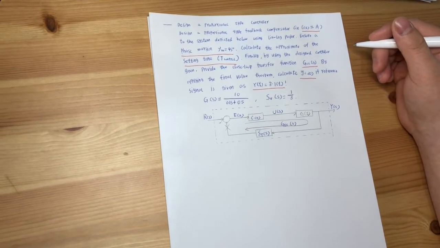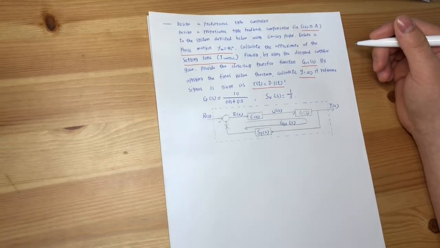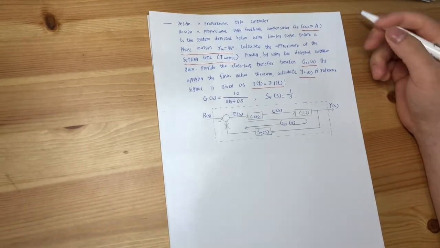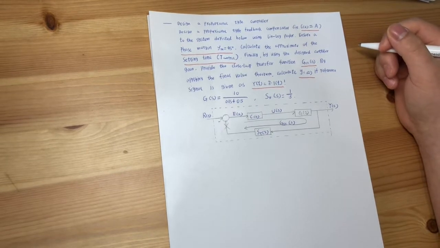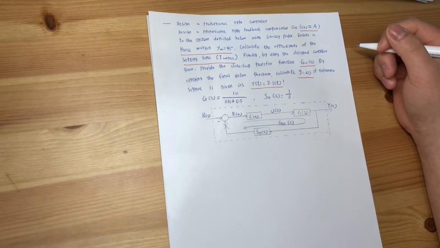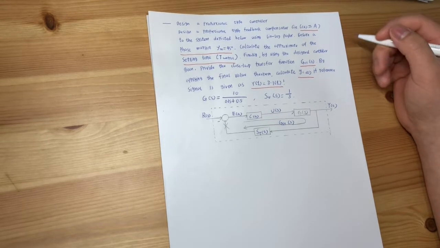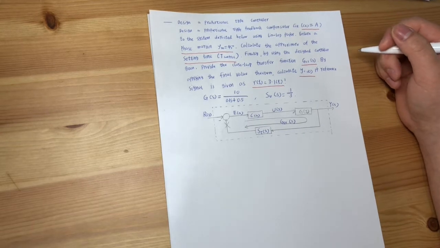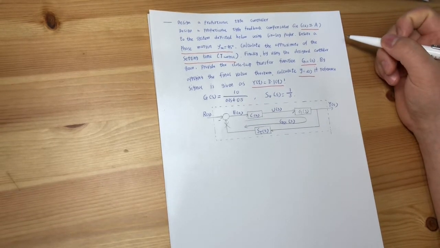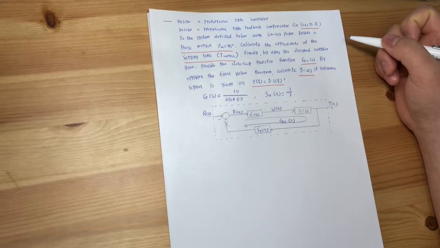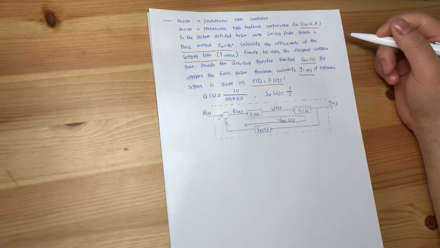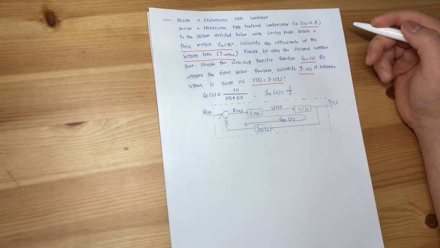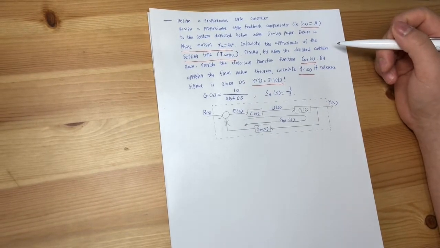Design a proportional type feedback compensator, that is C(s) equal to A, to the system depicted below using a linear log paper. Ensure a phase margin phi m equal to 45 degrees. Calculate the approximate settling time, that is T control. Finally, by using the designed controller gain, provide the closed loop transfer function.